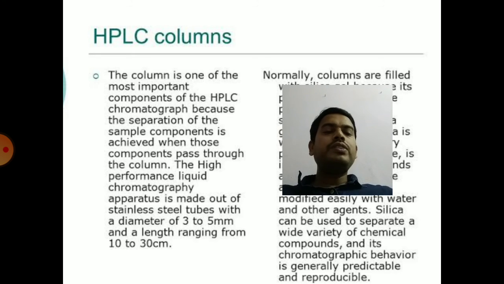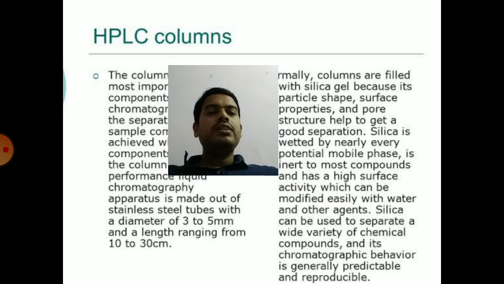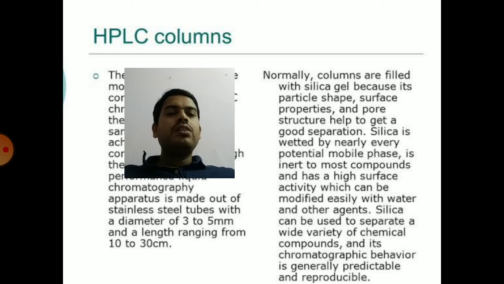Here you can use any type of column. You can use the plain column or ion exchange column or affinity column. But the principle will be the same. It will decrease the retention time and the resolution will be more. Usually a diameter of 3 to 5 mm is used, and the length will be around 10 to 30 centimeters. So those are the HPLC columns.